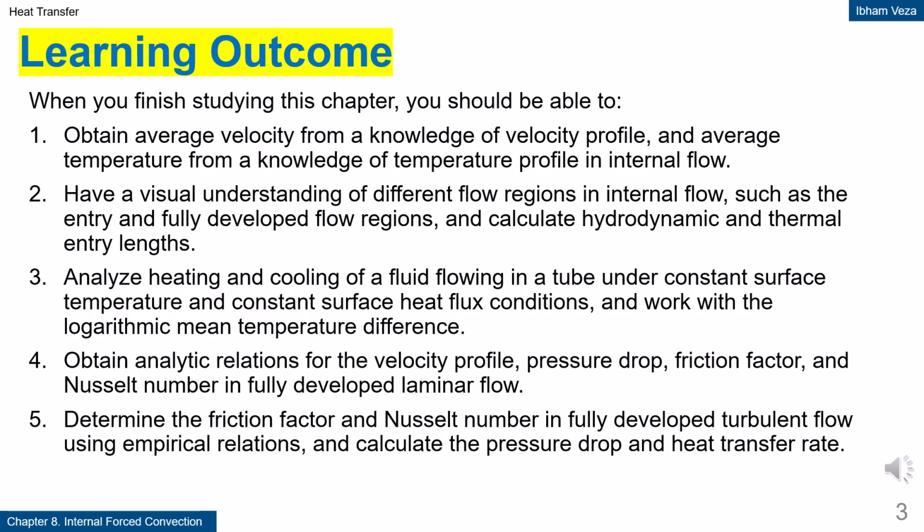Learning outcome. The learning objectives of this chapter are to understand flow behavior and heat transfer inside pipes. Students are expected to analyze velocity and temperature profiles. The concepts of hydrodynamic and thermal entry lengths are important parts of the discussion. In addition, the relationships between friction factor, pressure drop, and Nusselt number will be mastered. All of these form the basis for piping system and heat exchanger calculations.